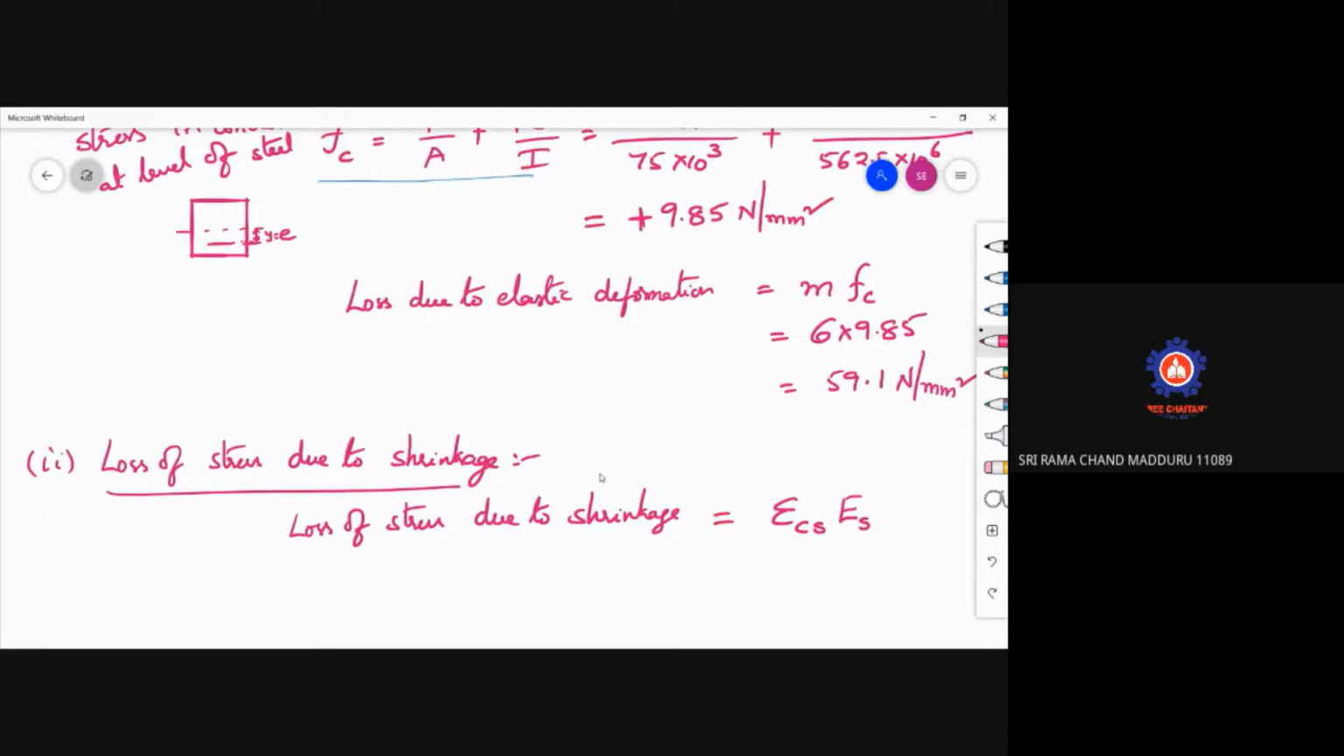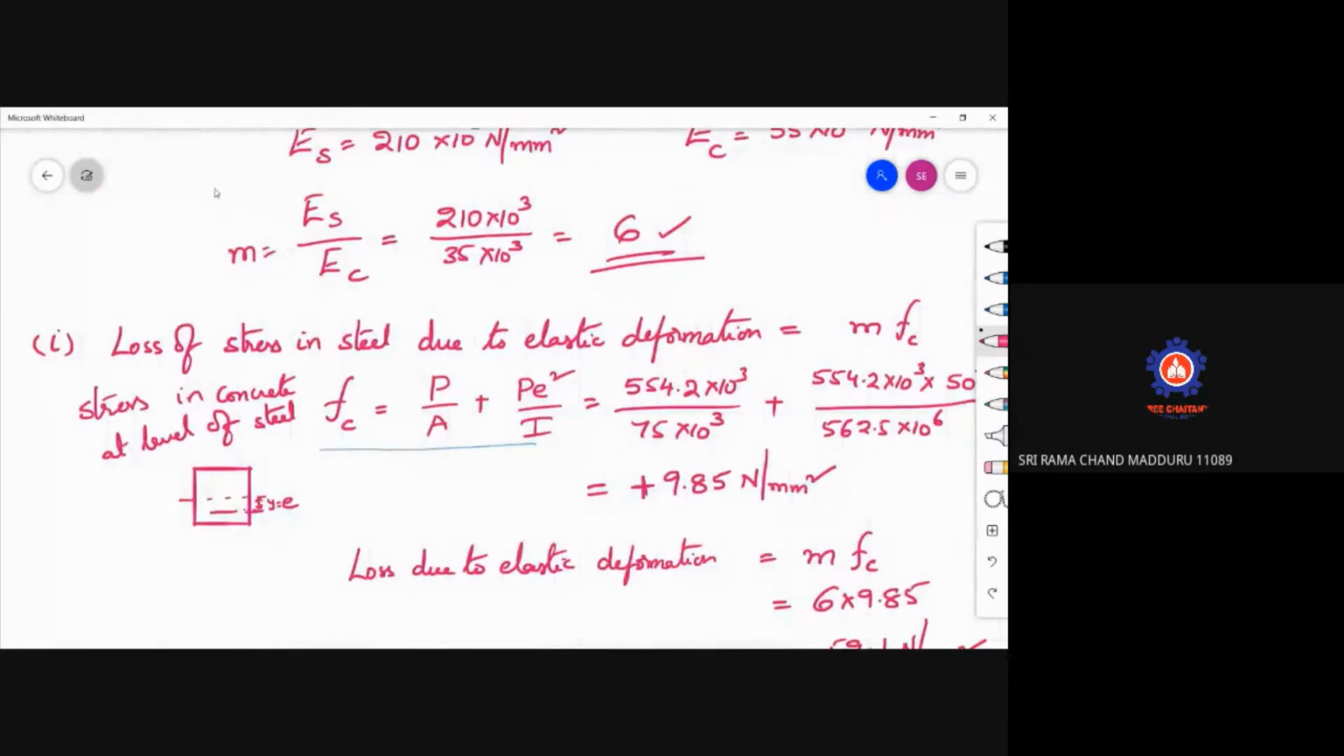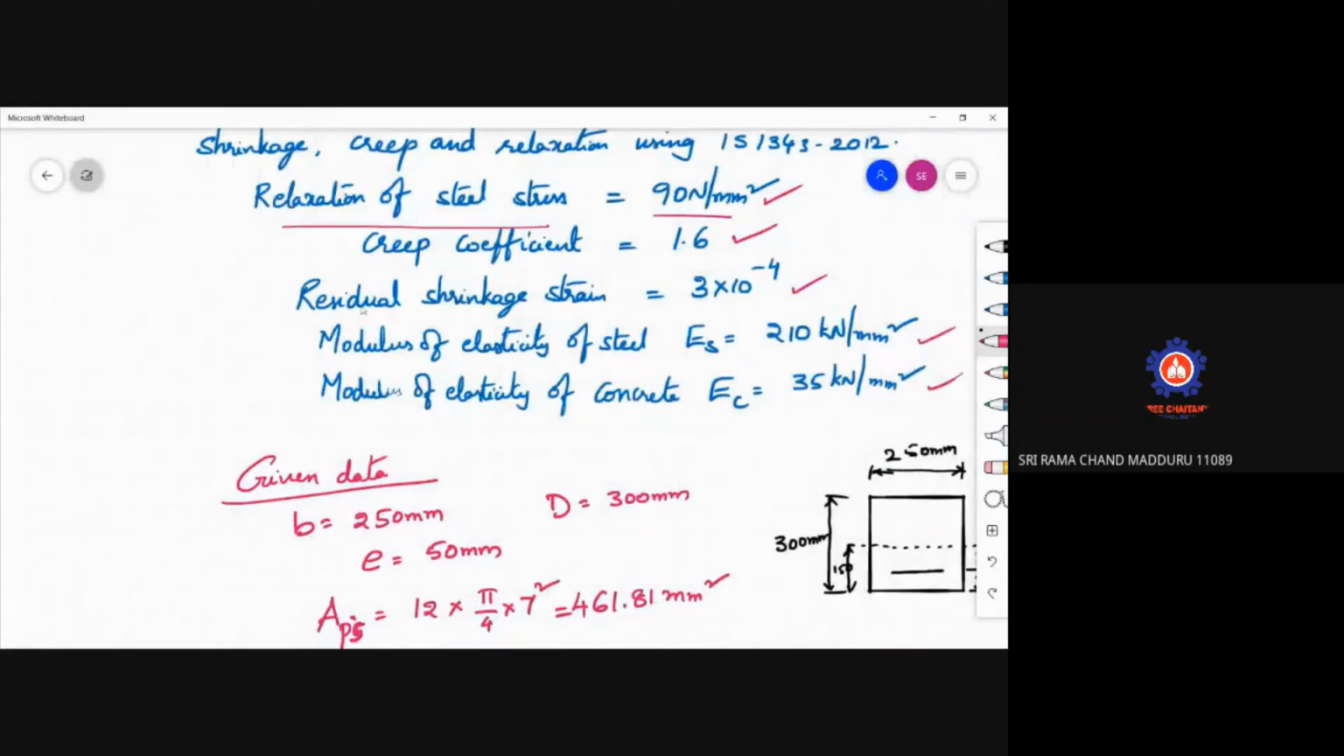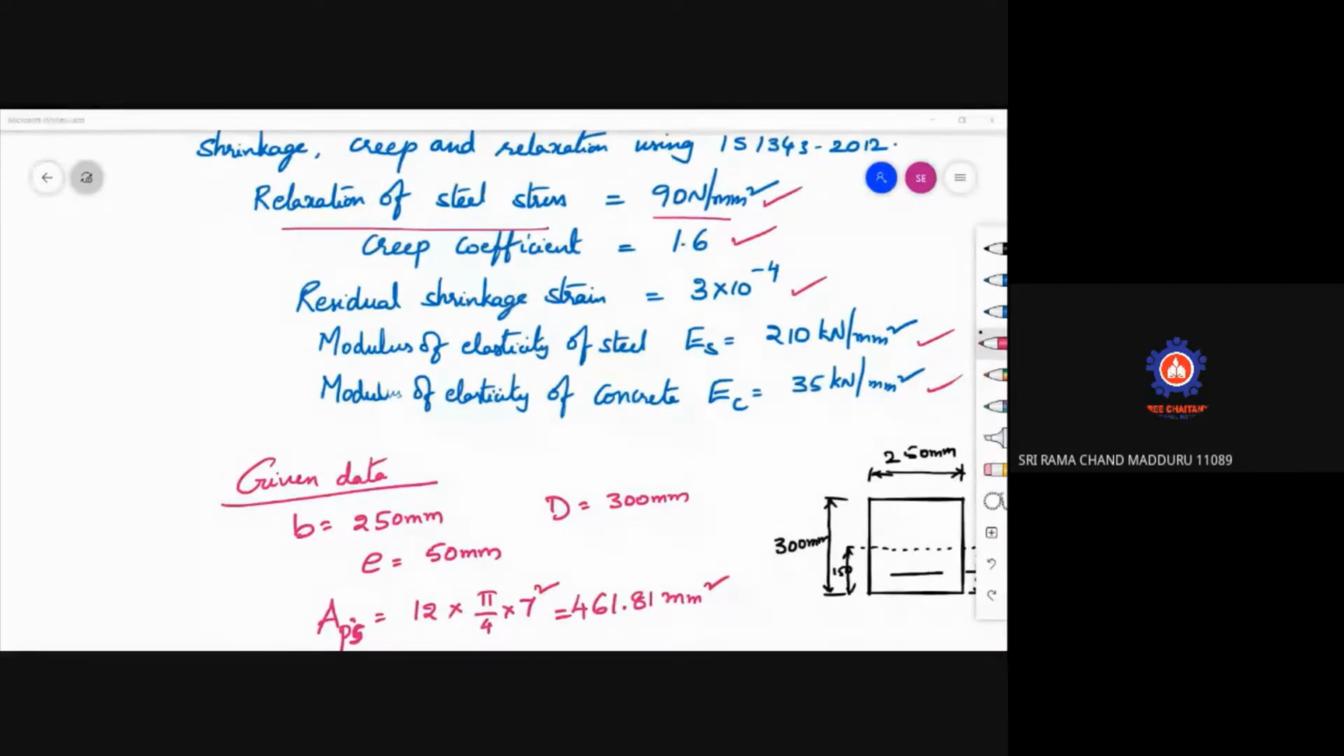In this shrinkage strain, if you go to that question, it's already stated that the residual shrinkage strain is given as 3 into 10 power minus 4. So right now we need not calculate.